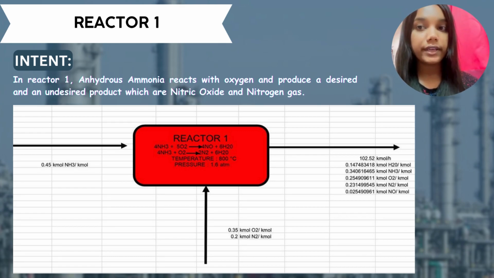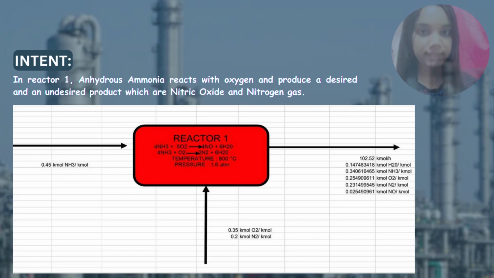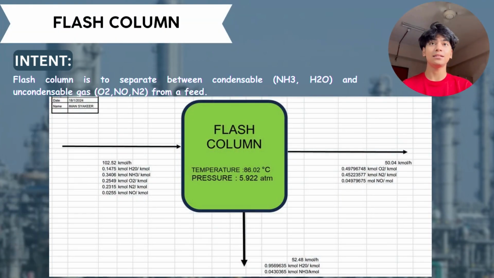The reactor will be at a temperature of 800 Celsius and a pressure of 1.6 atm. In reactor 1, there will be 3 inputs, which are ammonia, oxygen, and nitrogen gas, and the outputs will be 5, which are nitrogen, ammonia, oxygen, water, and nitric oxide. For the flash column, the intent is to separate condensable NH3 and H2O from uncondensable O2, NO, and N2 gas from the feed.